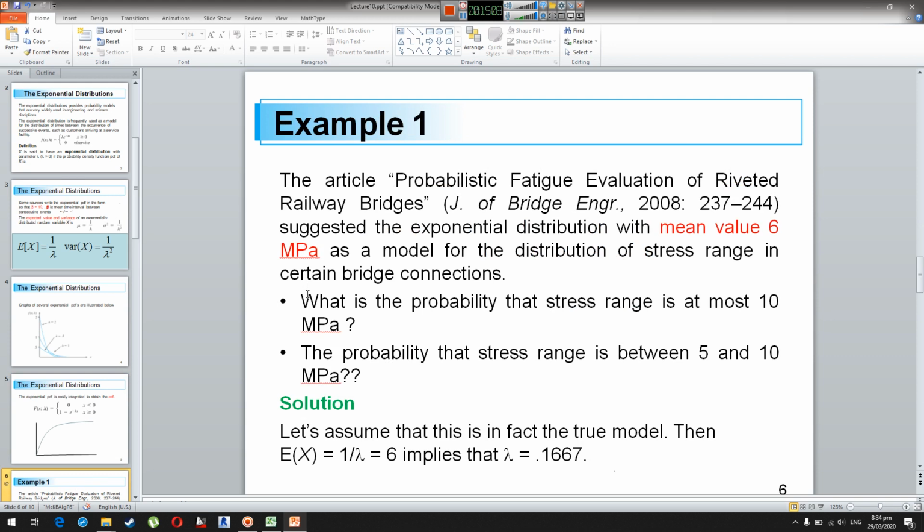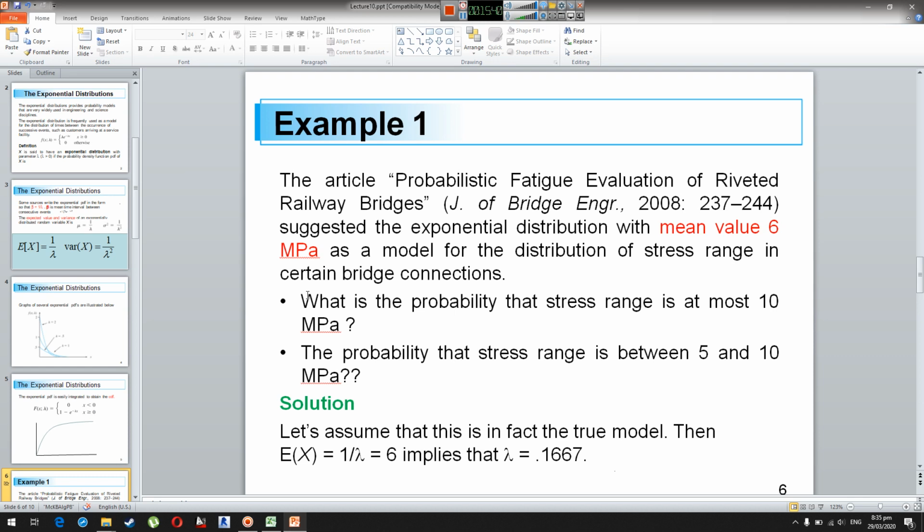Now using these functions we can solve a problem if we have data that is exponentially distributed. So we can use the exponential distribution and check the probability values for different values of the random variable. Now there is one example taken from a journal paper, Probabilistic Fatigue Evaluation of Riveted Railway Bridges, published in the Journal of Bridge Engineering in 2008. That suggests an exponential distribution with a mean value of 6 megapascal as a model for the distribution of stress range in certain bridge connections.